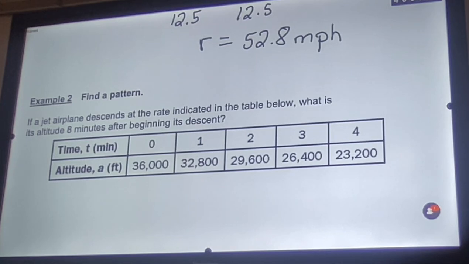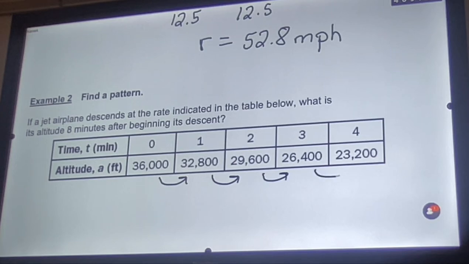So this one wants us to see if we can decide what the pattern is to be able to answer the question. Now, we're not going to just extend the table. So we're going to try and use the information to write an equation, because that's what this section is about. Can we create an equation? Daniel, do you see a pattern that's happening with this table? It subtracts 3,200, I think, every minute.